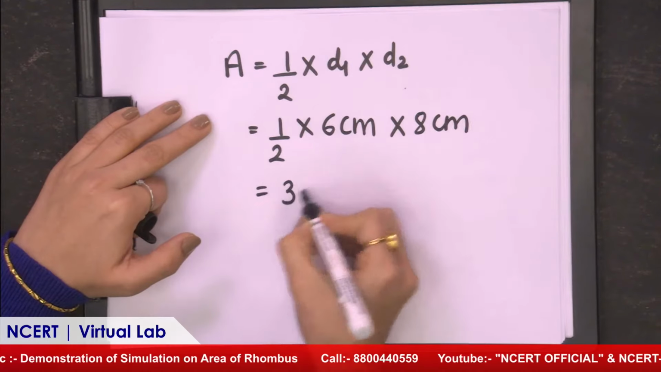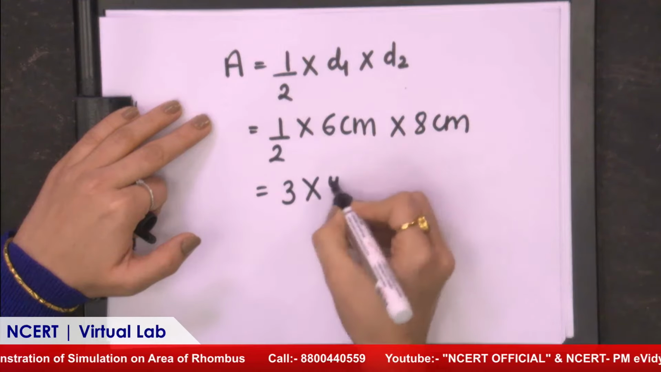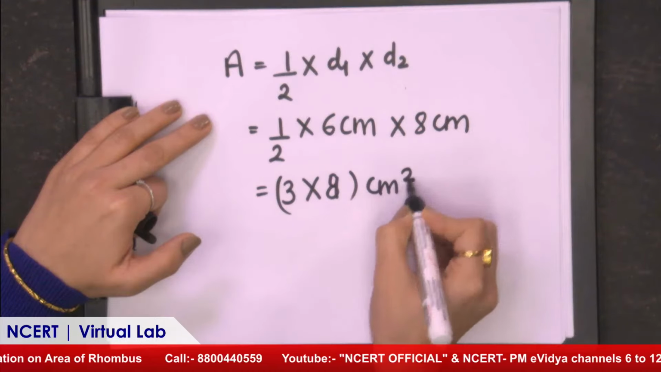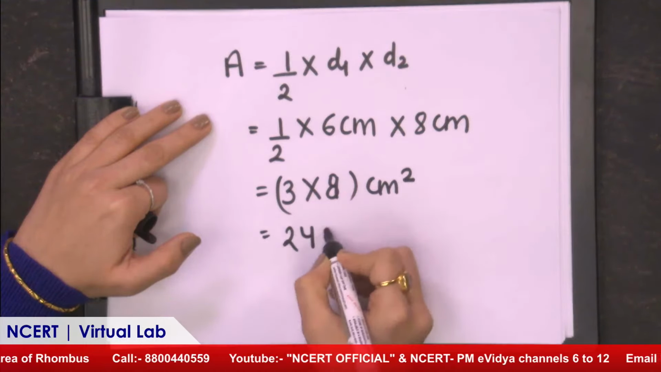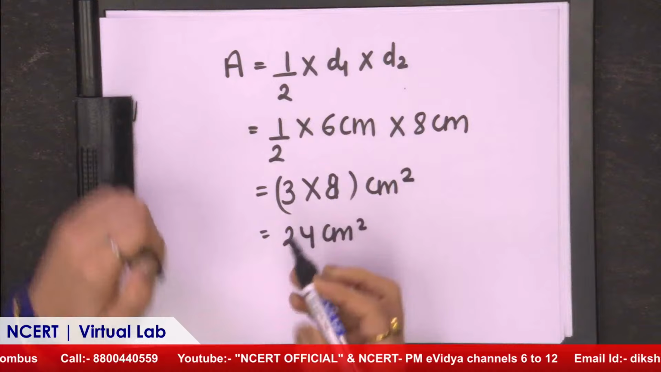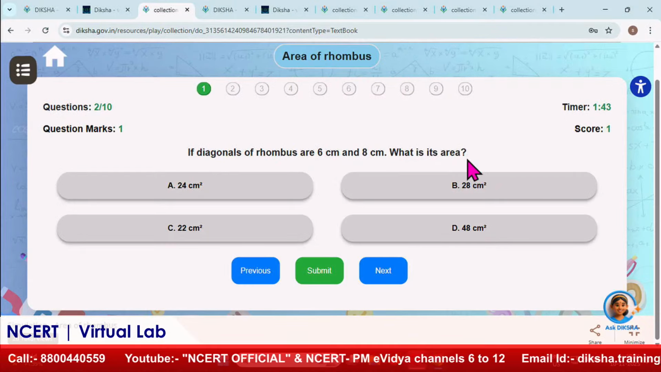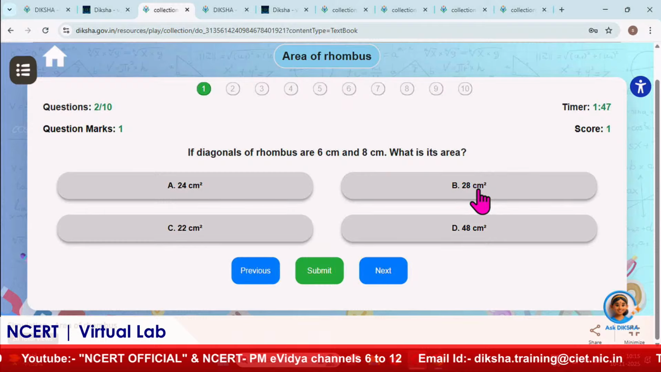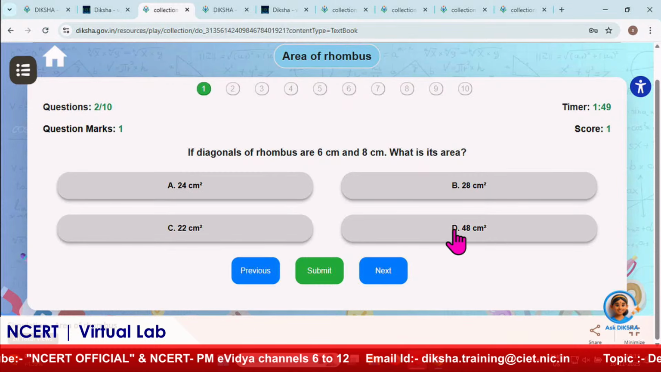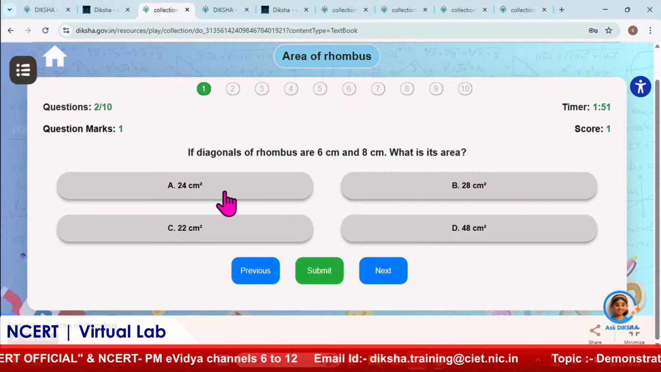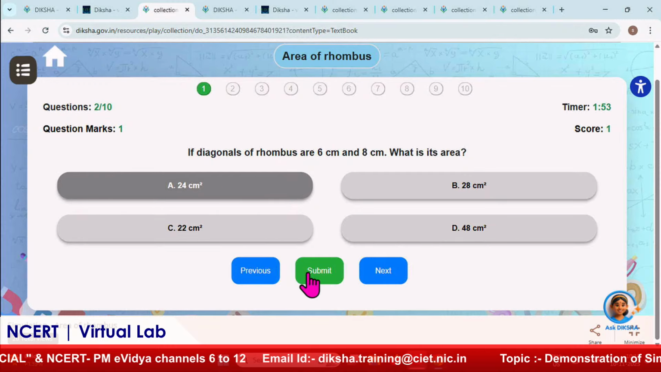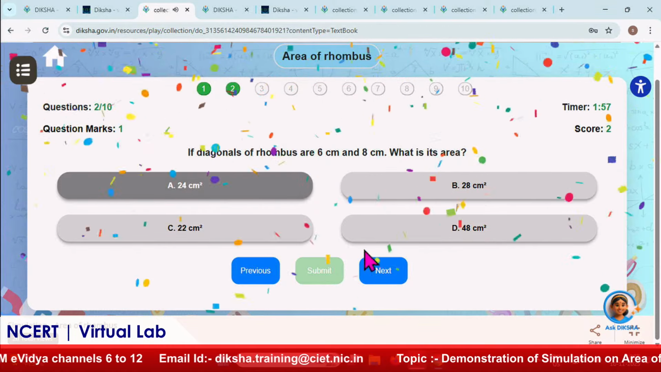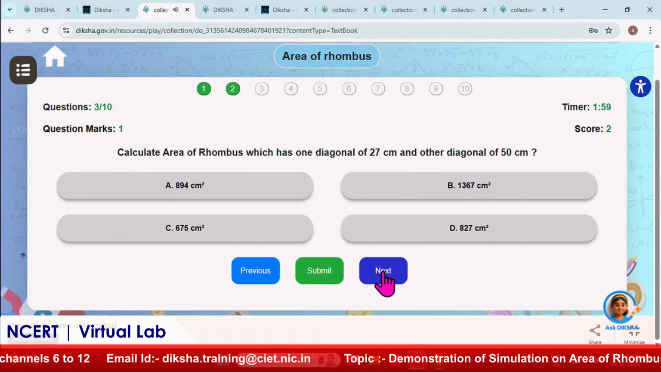So this way, this is 3 into 8, and centimeter square. This is 24 centimeter square. So we can see there are 4 options. The first option is 24 centimeter square, the second option is 28 centimeter square, then 22 and 48. So we can see that the correct answer is option A. Click on the submit button for this correct answer, and we can move on to the next.